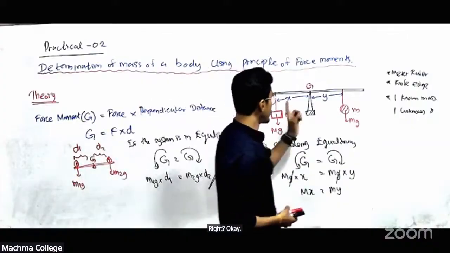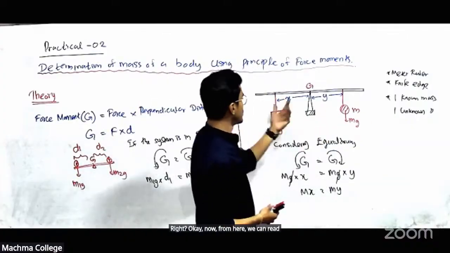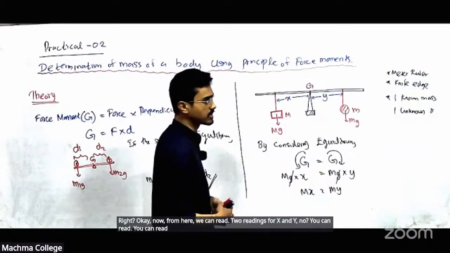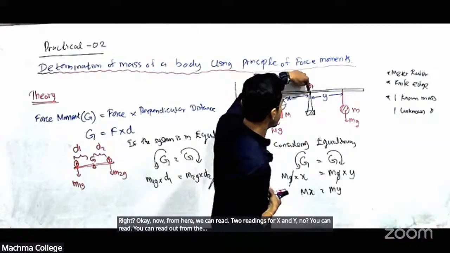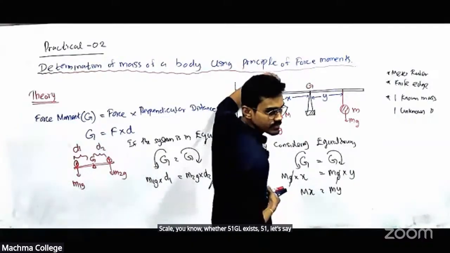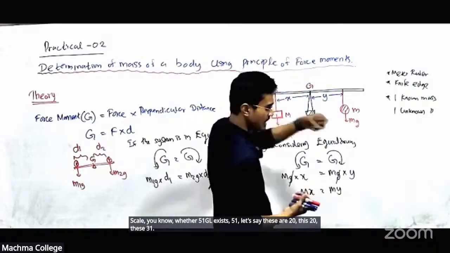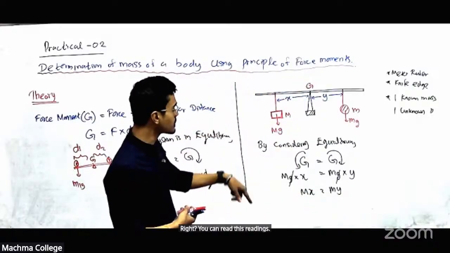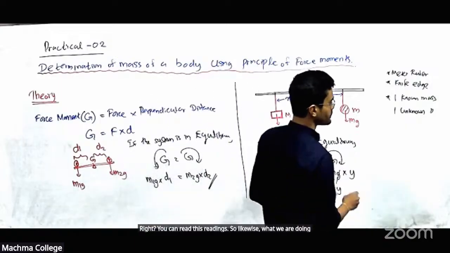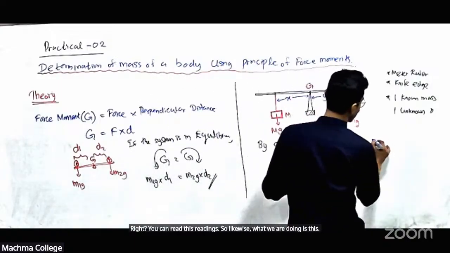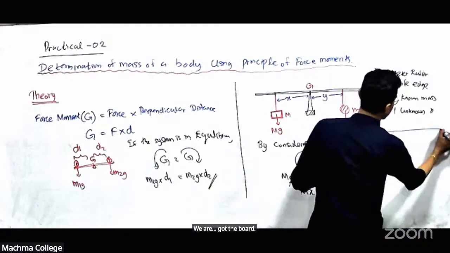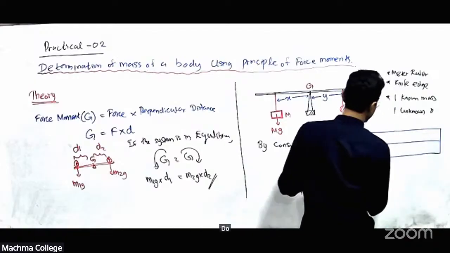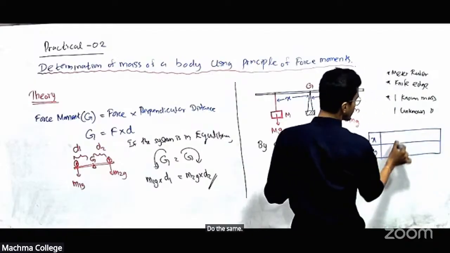Okay, now from here we can read two readings for x and y. You can read them out from the scale. Whether x is 51, let's say this is at 20, this 20 is 31, something like that. We can directly read it out, right? We can read these readings. So likewise, look at the board, we can do the same for around 6 readings.